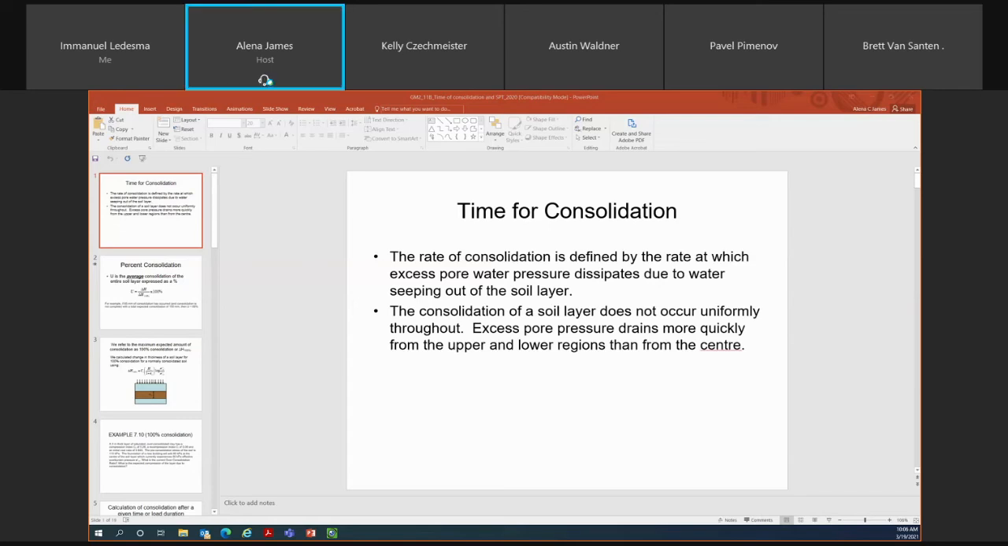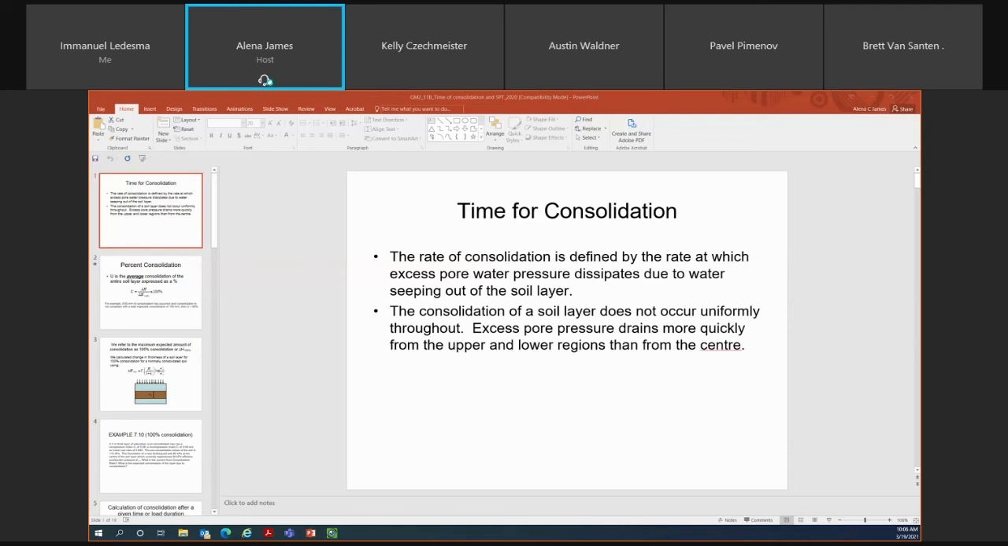Okay, we're going to get moving on to time for consolidation now. This should be a little bit faster than the material that we have gone over. I'll lecture till about 11:30, 11:35. We should make it through most of the material.